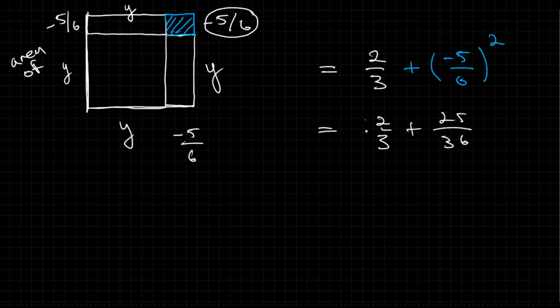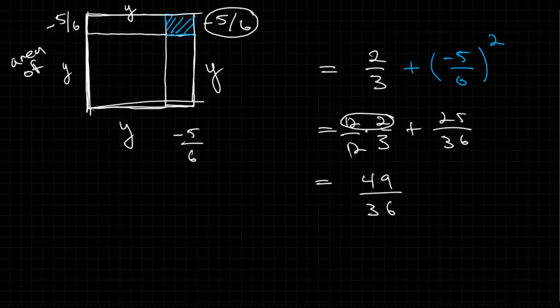And I'll get a common denominator by multiplying by 12. 12 times 2 is 24. 24 plus 25 is 49. So this now has to equal 49 over 36. And more specifically now, the area of this large square here has to be equal to 49 over 36. Now, what is the area of this large square?